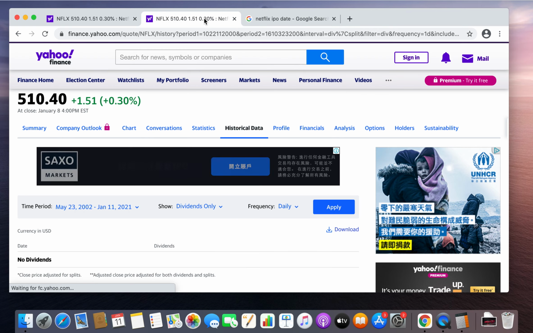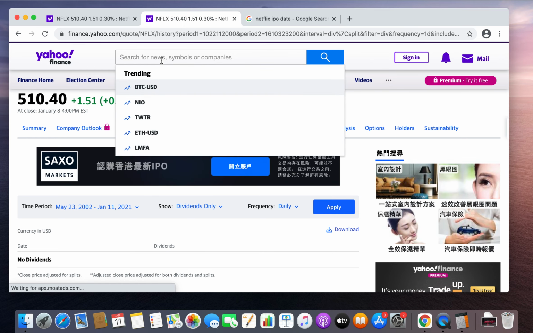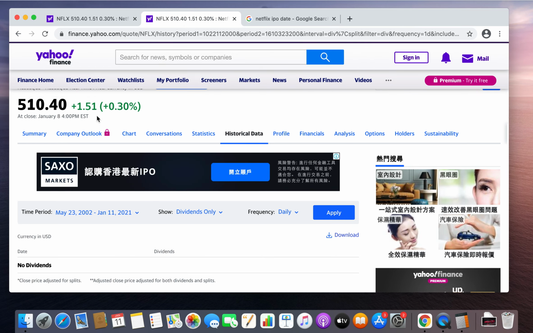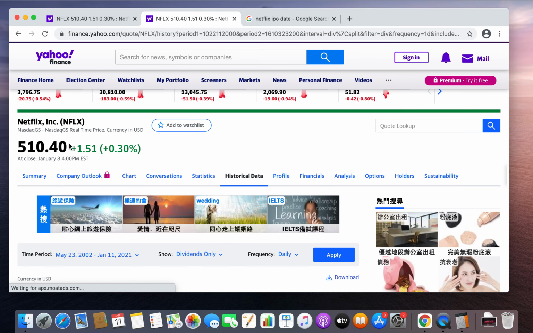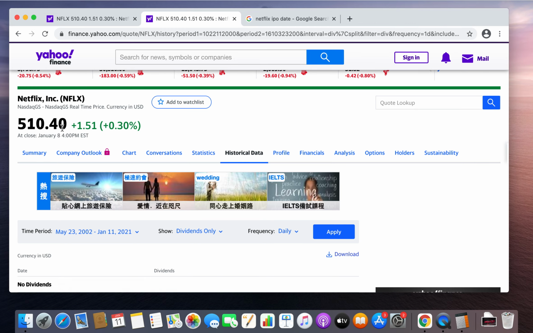Next, go to Yahoo Finance, and then search for Netflix, NFLX, using the stock code. And then you'll get this opening page, which shows the current price of 510.40. I'll explain what you need to do next. This shows the closing price on the most recent date, which is the 8th of January 2021. So you can write that down. $510.40 would buy you one share of Netflix today.